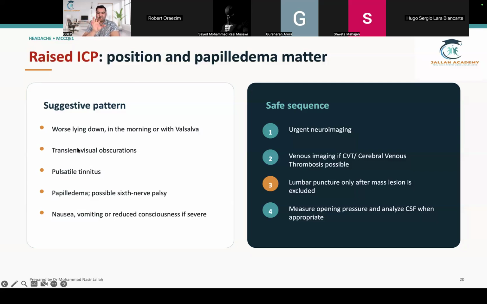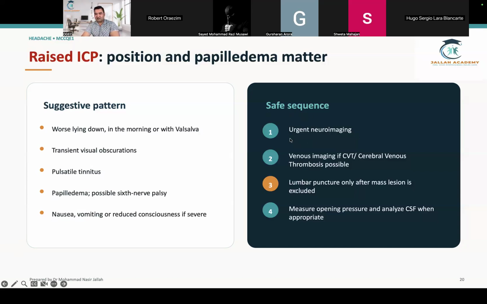These are the key findings of raised intracranial pressure. Transient visual obscuration, pulsatile tinnitus. Pulsatile tinnitus means the patient has tinnitus, but it's pulsatile. It gets lower and then higher, lower, higher, lower, higher. It's like with every heartbeat, it gets higher. Papilledema, possible sixth cranial nerve palsy, nausea, vomiting, or reduced consciousness. So these are positive. Why? Because the intracranial pressure is high.